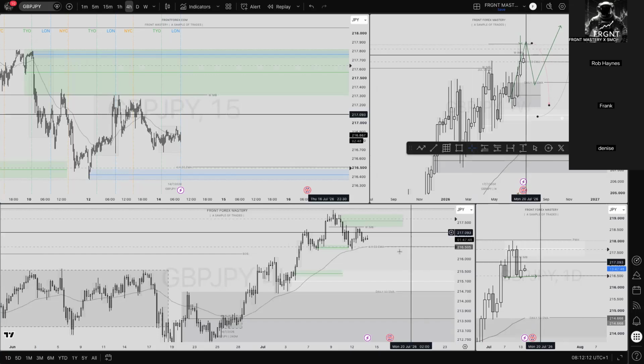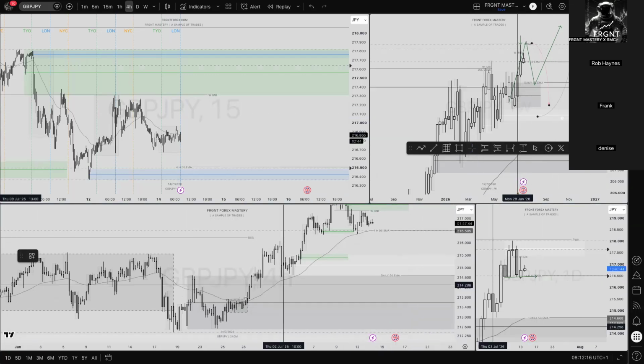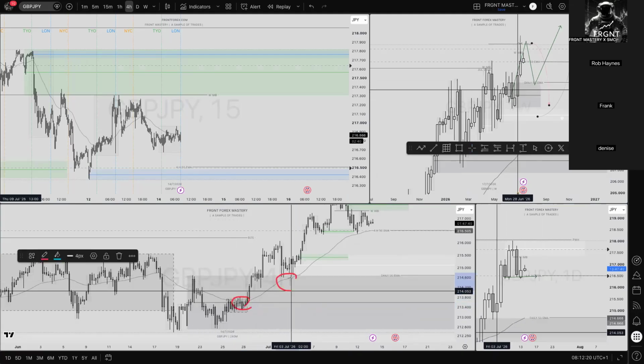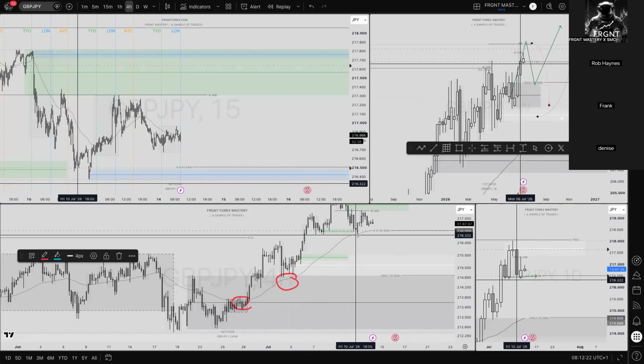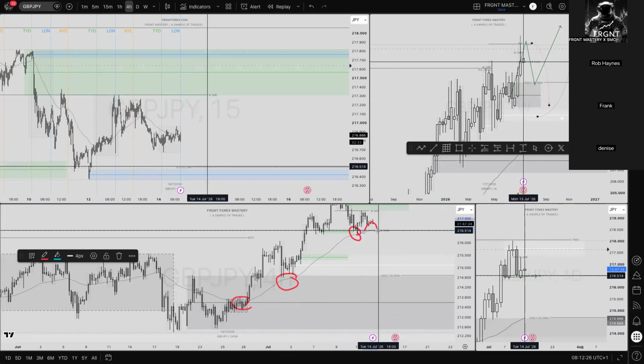Let me move that for you guys. I'm sure you can already see it. But you know I love my illustrations. We broke above, rejected the 4 hour 50 MA, come back down, rejected the 4 hour 50 MA, come back into it, rejected the 4 hour 50 MA. So why now if price comes back, that's going to look inappropriate.